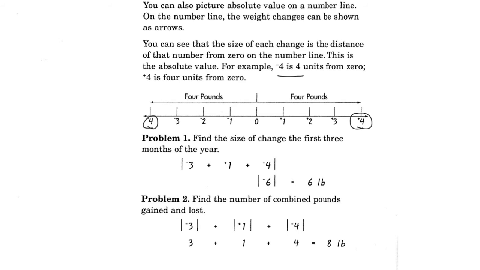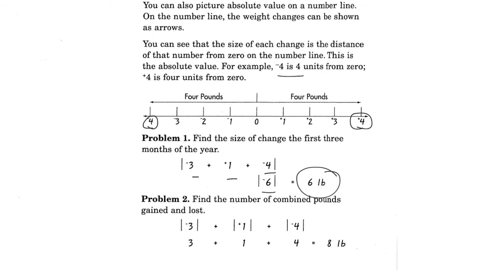Now, when you're working on problems, if the absolute value bars are around the numbers, like in problem number 1, you have to do the problem within it. It's just like parentheses, but it's absolute value. So I'd have to do -3 plus +1 plus -4. And when I did that, I get -6, but I can't forget the absolute value. So the absolute value of -6 is 6 pounds.